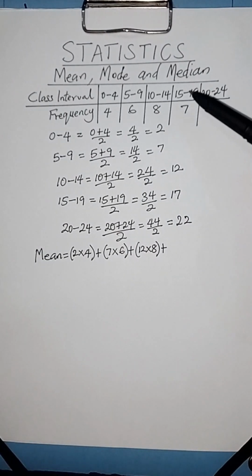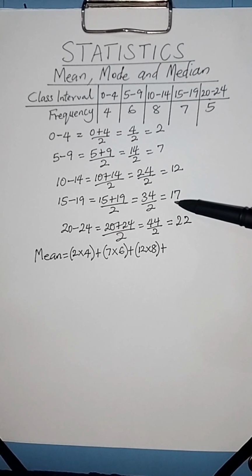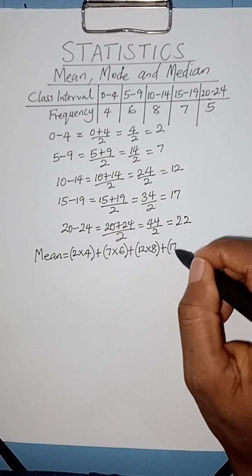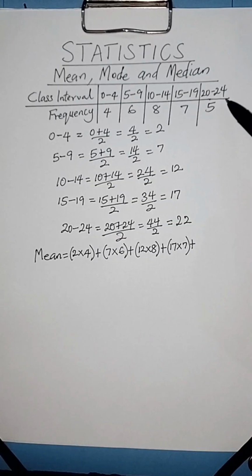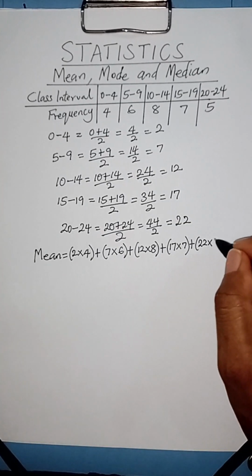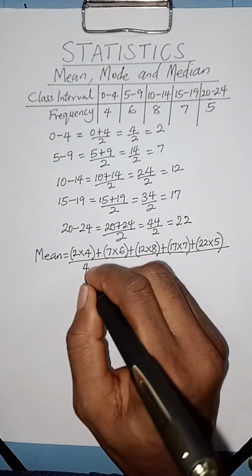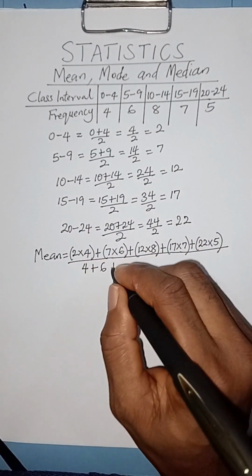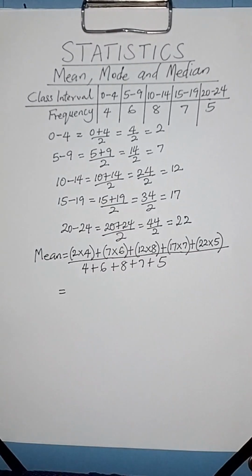The next interval is from 15 to 19, and we got the mid value as 17. So it's going to be 17 multiply 7. And lastly, from 20 to 24, our mid value was 22, and we multiply it by 5. So we're done. And then divide by the sum of all the frequencies: 4 plus 6 plus 8 plus 7 plus 5. So what would this amount to?